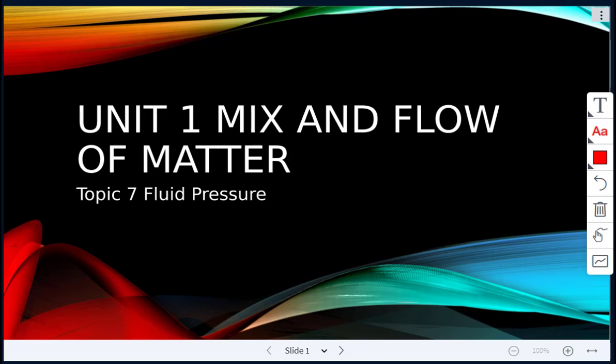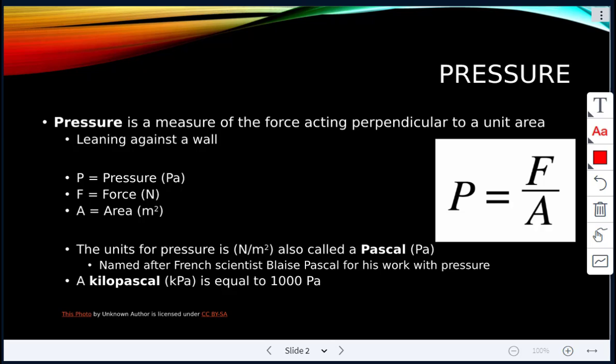Today's lesson is on fluid pressure. This is topic 7 in our mix and flow of matter unit. And like I said, we do need to learn another formula for pressure. So when we are talking about pressure, it's a measure of the force acting perpendicular to a unit area.